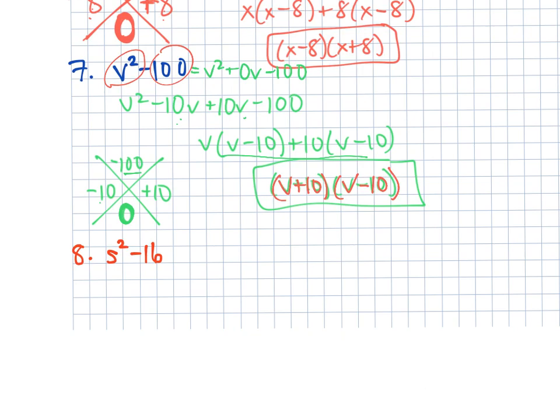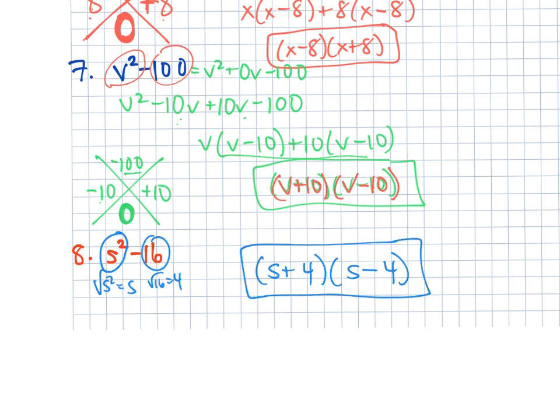Okay, so if we did this with a shortcut, number 8, right? The square root of s squared is s. So this would be s and this would be s in our answer. The square root of 16 is 4. So this would be 4 and this would be 4, and one gets a plus and one gets a minus. So that's a shortcut there.